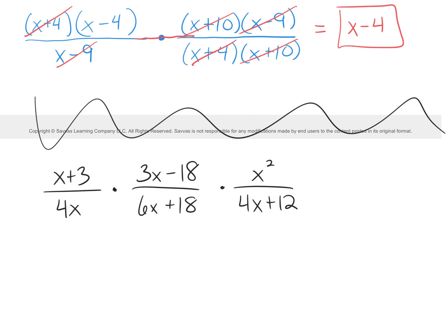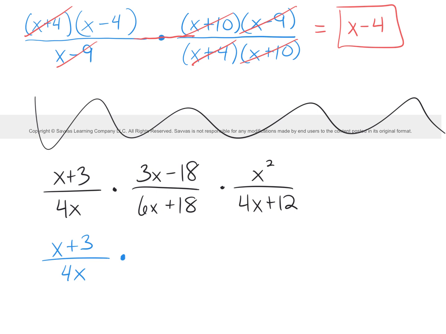So I'm going to look at that left fraction here. I'm going to simplify. Can I do anything with x plus 3? No, so I'm just going to leave it. Can I do anything with 4x? No, so I'm just going to leave it. Do you agree I'm done with the first one? Yes. Looking at the second one, can I do anything with 3x minus 18?